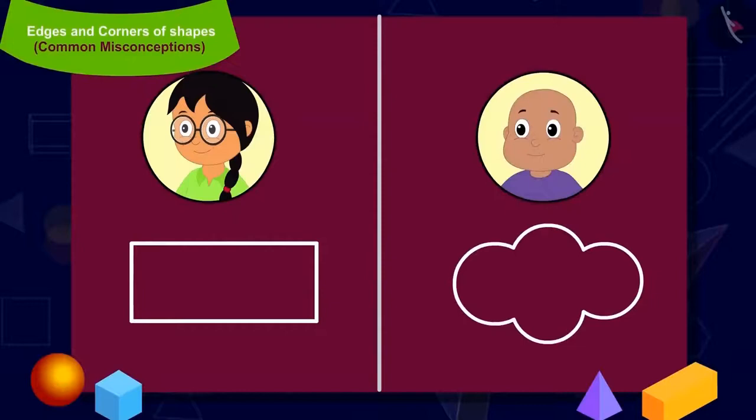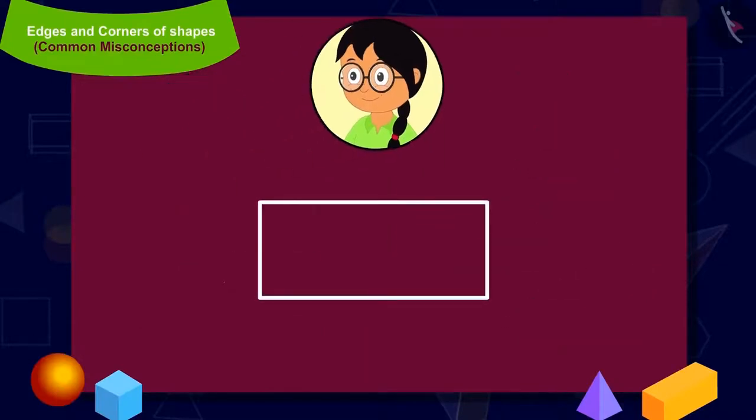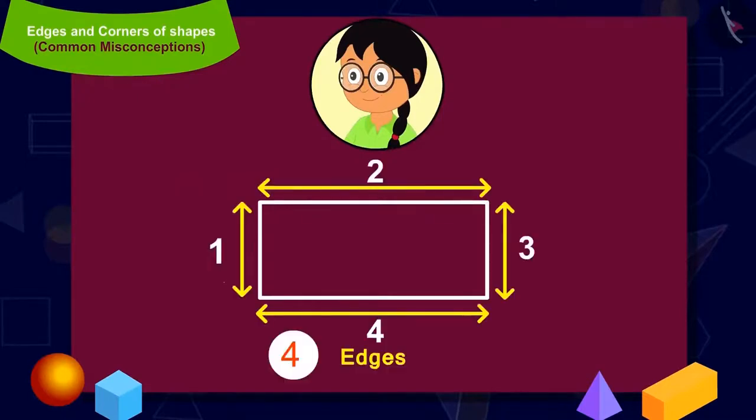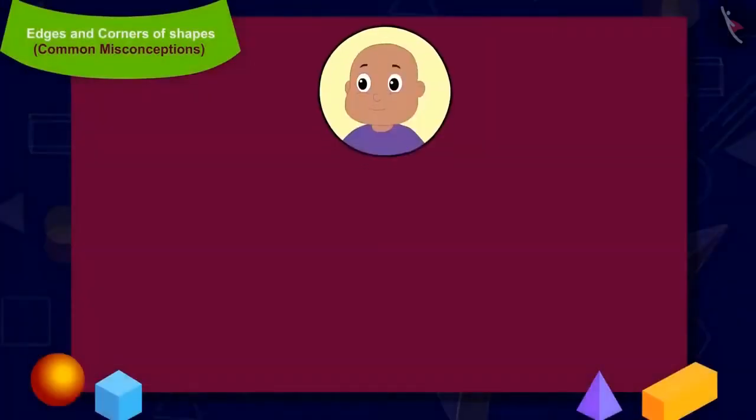Children, can you say, out of the two, whose shape is correct? Come, let us see Minu's shape first. How many edges does Minu's shape have? 4. And how many corners? 4. So is Minu's shape correct? Yes, it is. Come on, now let us have a look at Bablu's shape.